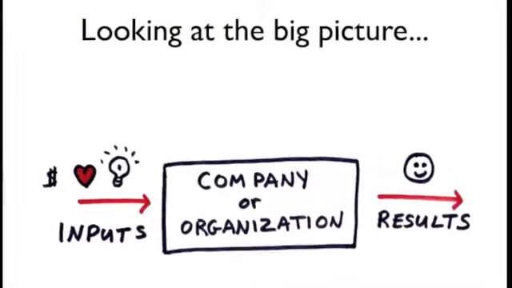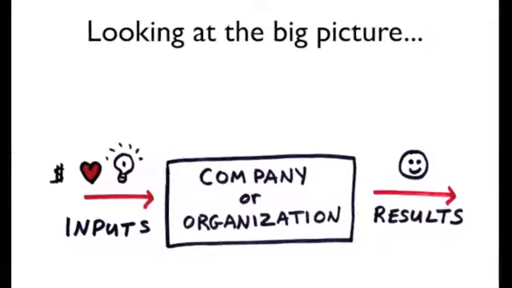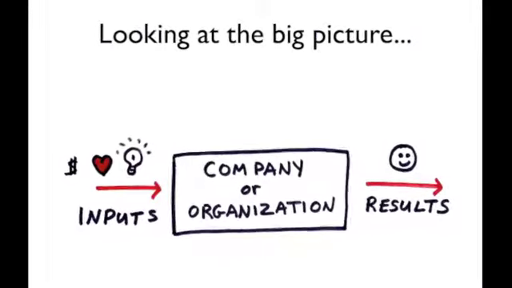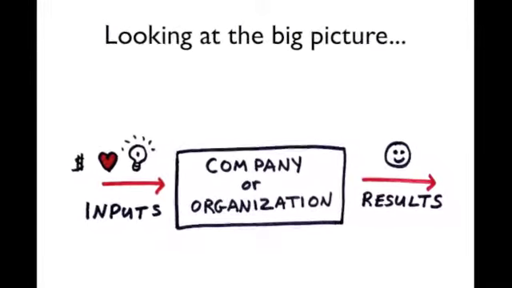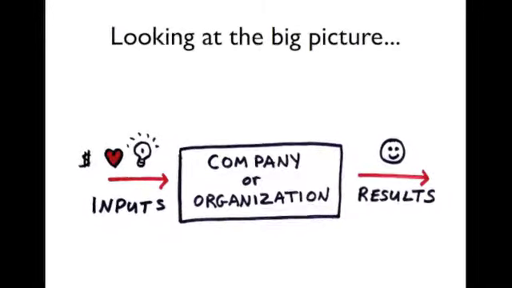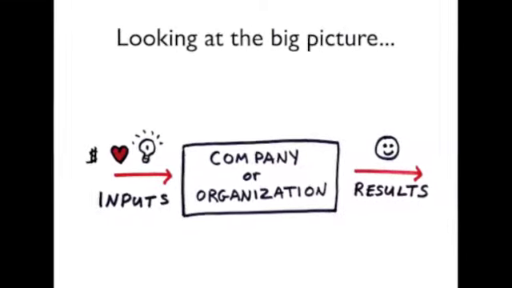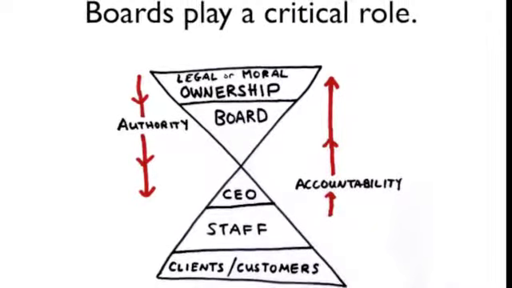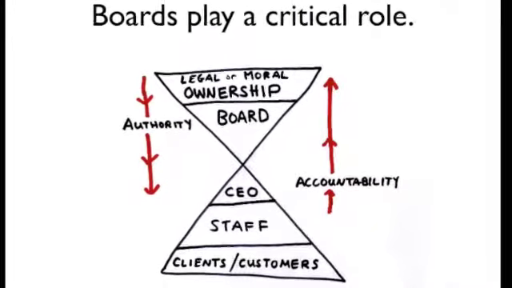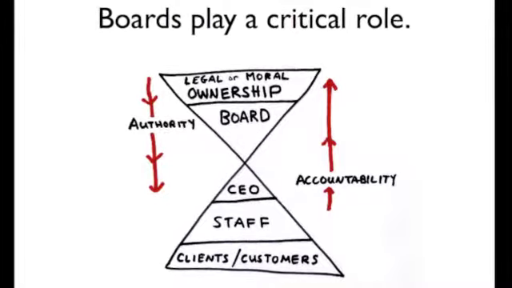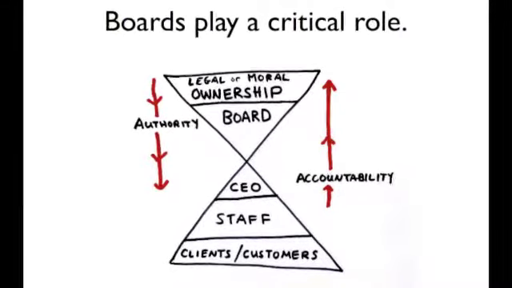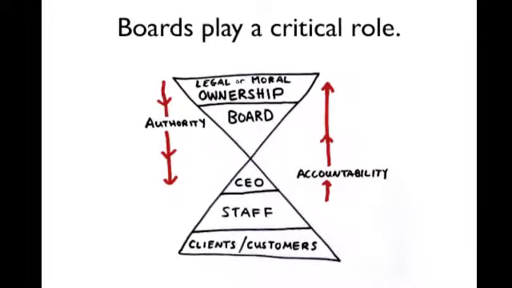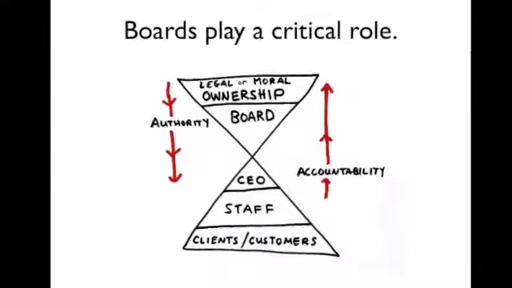I think it's really helpful to start by looking at the big picture, like this system diagram, where you have inputs going into the company or organization with the expectation that some positive results, whether it's progress, profit, or a difference in the world, will come out the other end. And to make sure that those results actually match the expectations and investment going into the organization, it's important to realize that boards play a critical role in the sequence of events.